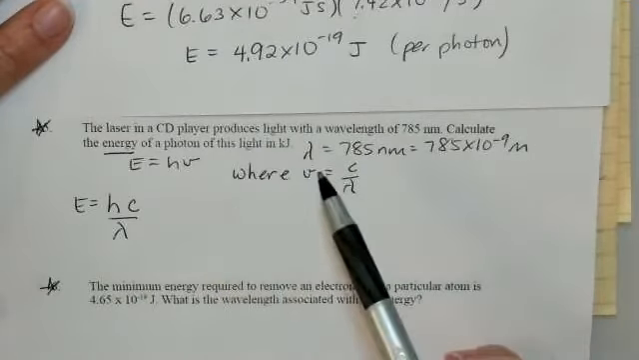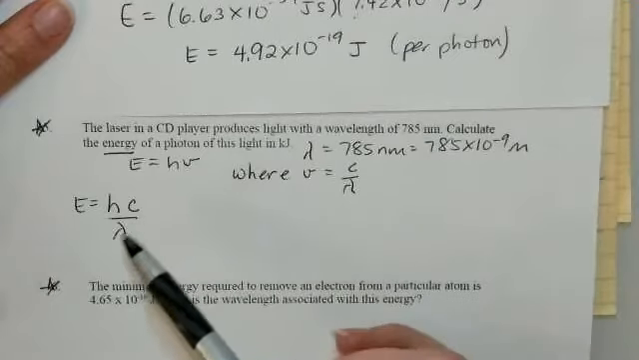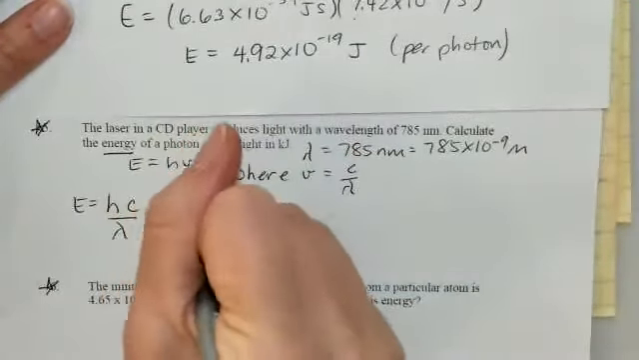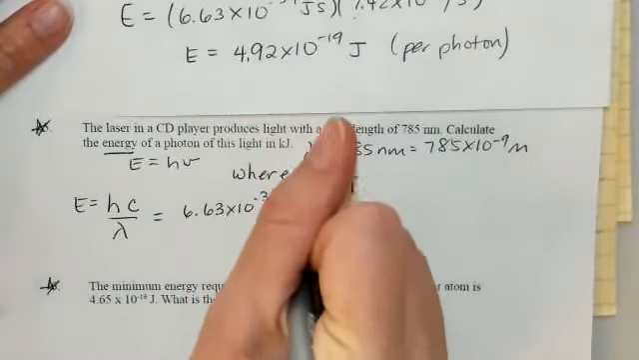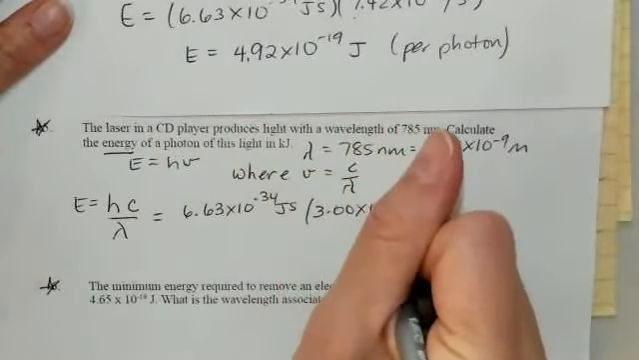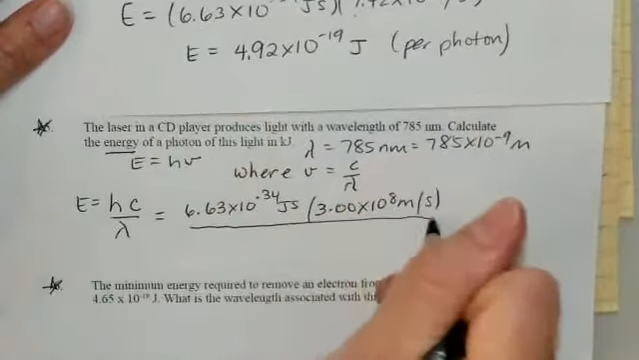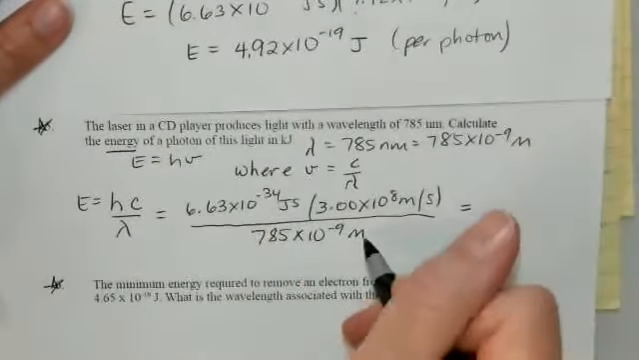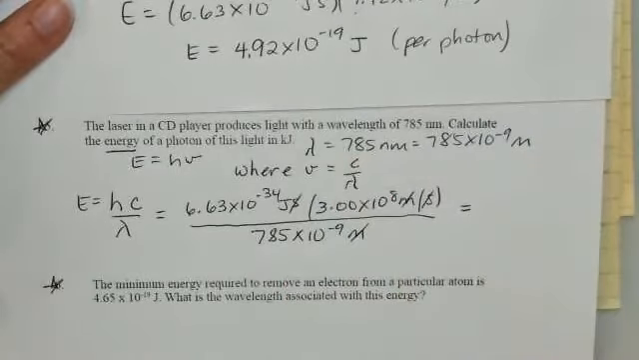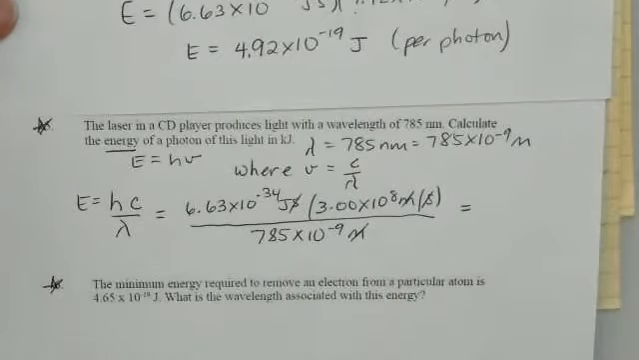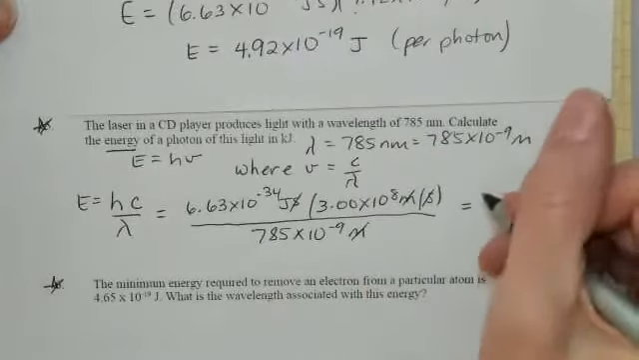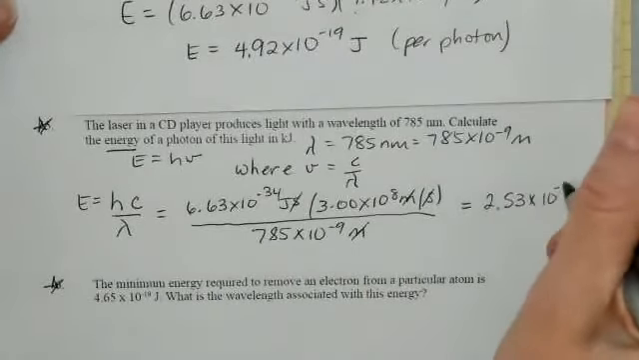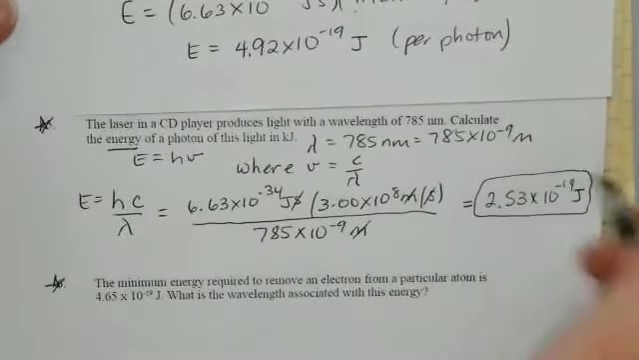And so again, frequency is what we want, but we have to get it by taking c divided by lambda. So that's what I plugged in for frequency. All right, so Planck's constant, 6.63 times 10 to the negative 34 joule seconds. Speed of light, 3 times 10 to the 8 meters per second. And then dividing that by our lambda, 785 times 10 to the negative 9 meters. So my meters unit cancels out. I've got seconds per second, so seconds cancels out. Then the unit I'll be left with will be joules. So 6.63 times 10 to the negative 34 times 3 times 10 to the 8, and then divide that by 785 times 10 to the negative 9. And my energy is 2.53 times 10 to the negative 19 joules. So there's my energy of that light on the CD player.